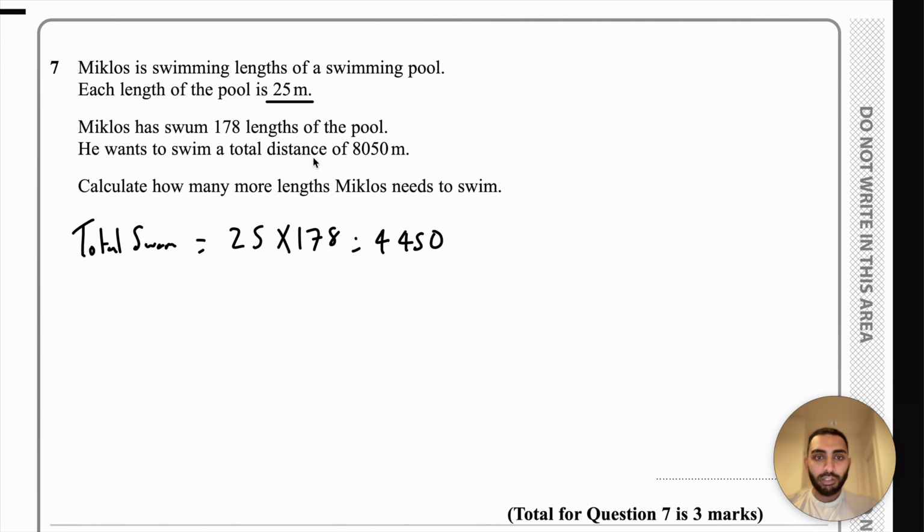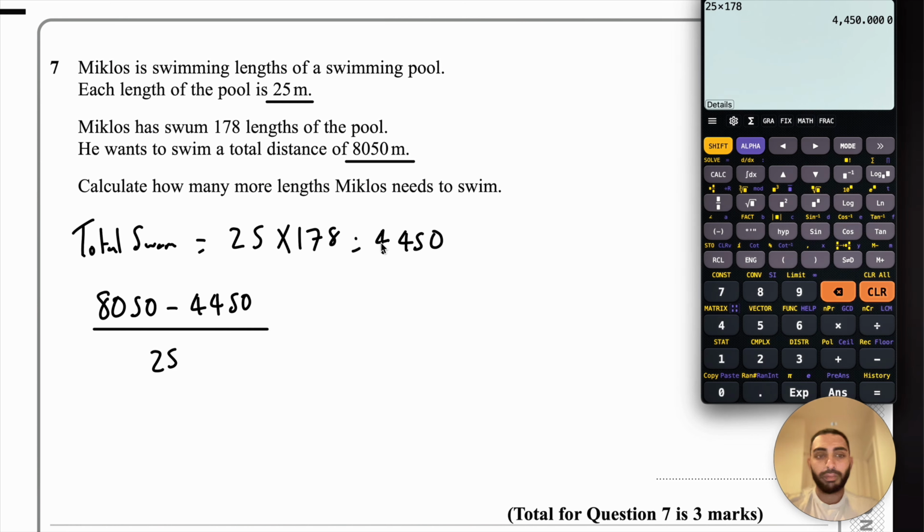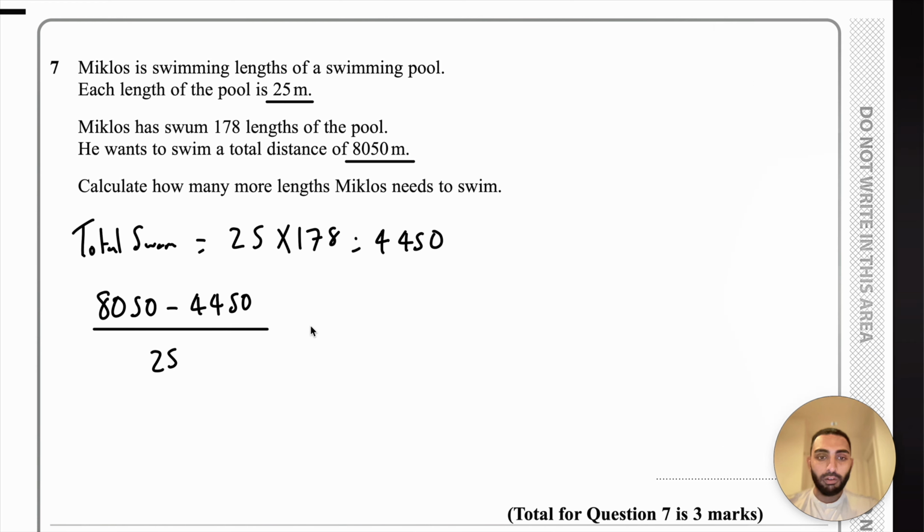He wants to swim a total distance of 8,050 meters. Calculate how many more lengths Miklos needs to swim. So we know he's already swum this amount. Let's find out how much he needs to swim still. We're taking away the amount that he's swum from the total that he wants to swim, and we need to divide that by the length of the pool because we're trying to find out how many lengths he wants. So we're doing 8,050 minus 4,450 over 25. That gives us an answer of 144.